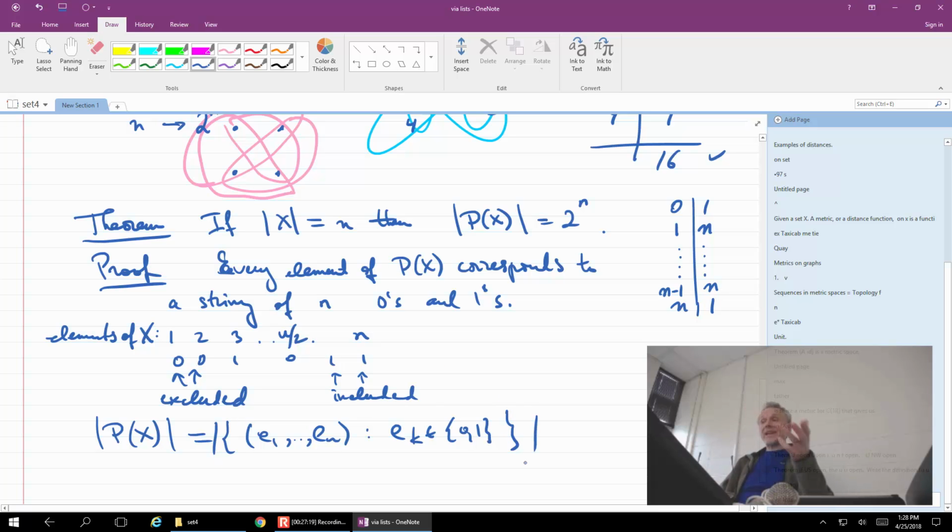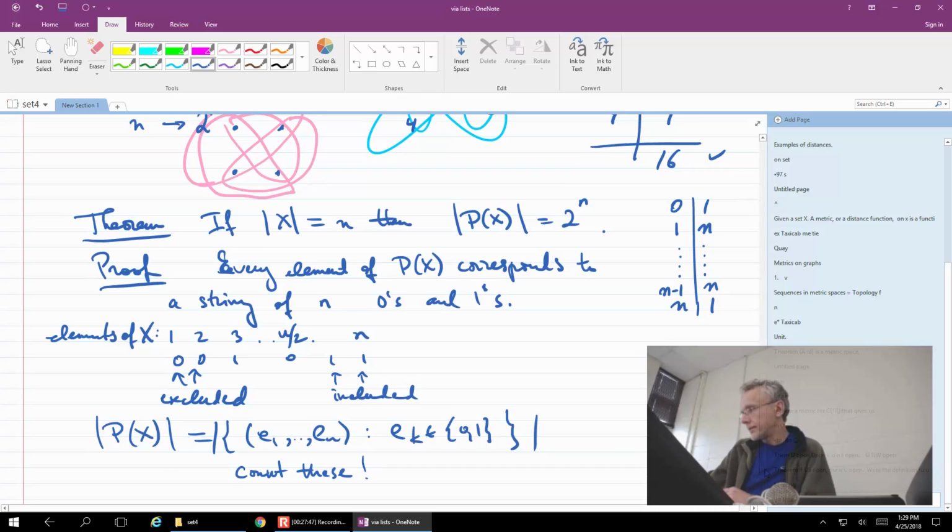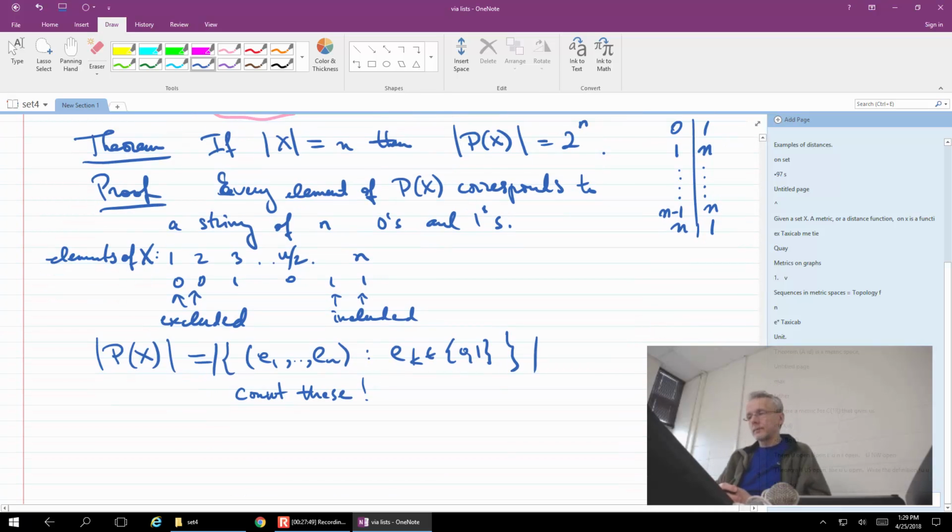My power set, whatever the nature of X is, it doesn't matter. It corresponds to the set of all strings of n numbers when these numbers are zeros and ones. So then it remains to be seen how many. So count these. Okay, so count these. How does that work out?